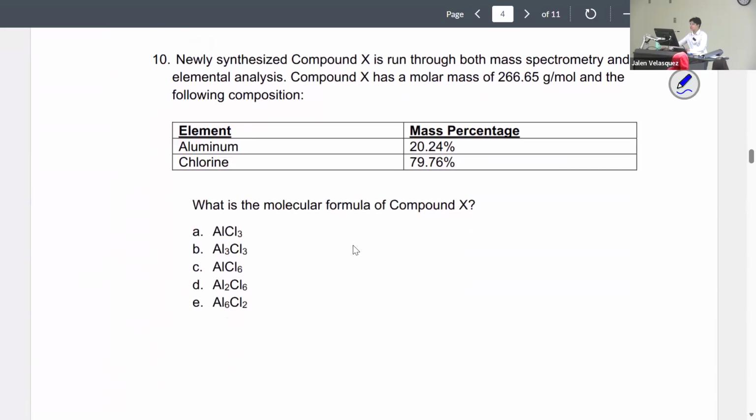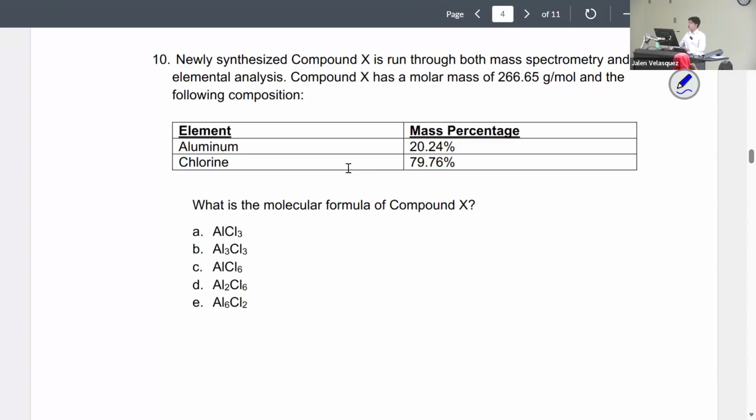All right, number 10 here. Newly synthesized compound X is run through both mass spectrometry and elemental analysis. Compound X has a molar mass of 266.65 grams per mole, and it has the following composition.